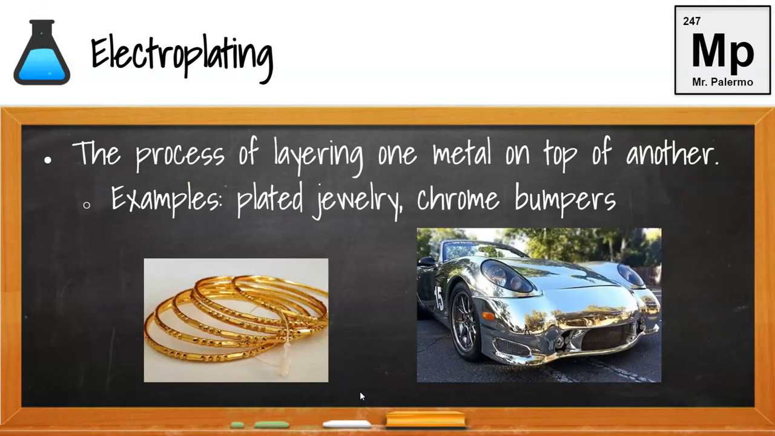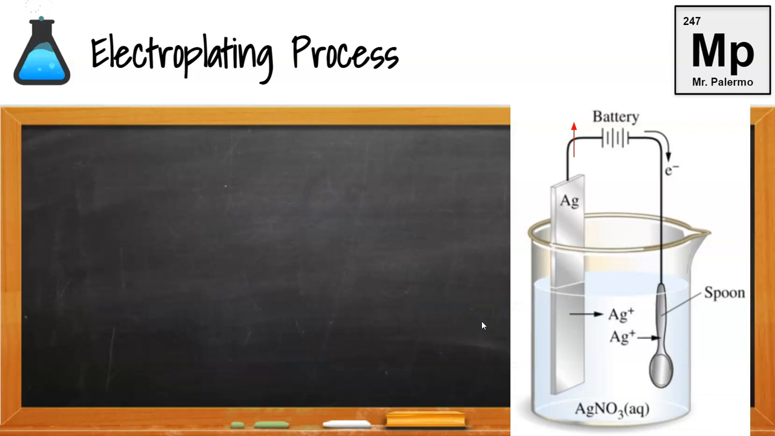So one application of this electrolytic cell process is called electroplating. Electroplating is the process of layering one metal on top of another. For example, when we want to plate jewelry. So this is gold-plated jewelry, underneath is another metal, and we layered the gold on top of it. Or how we chrome bumpers is another example. And so this is the process of electroplating.